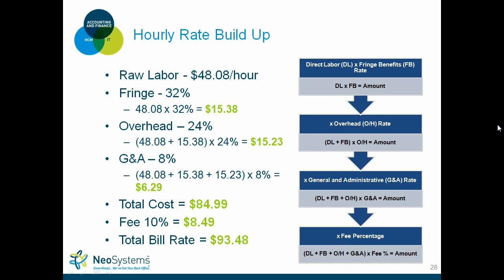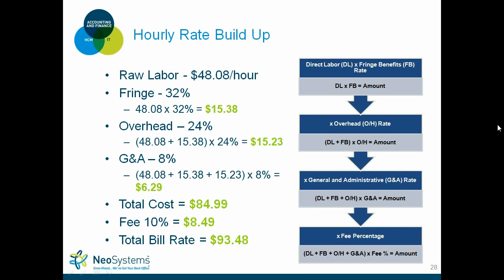Then how you burden, when they say a fully burdened rate, you're going to take your next indirect rate, which I'm assuming most of you have, an overhead rate. Some of you might have multiple overhead rates. Depending on what type of overhead rate you're going to bid, you take the hourly rate plus the fringe rate, and then multiply that by your overhead rate. In this case, it's 24%, so it gives you another $15.